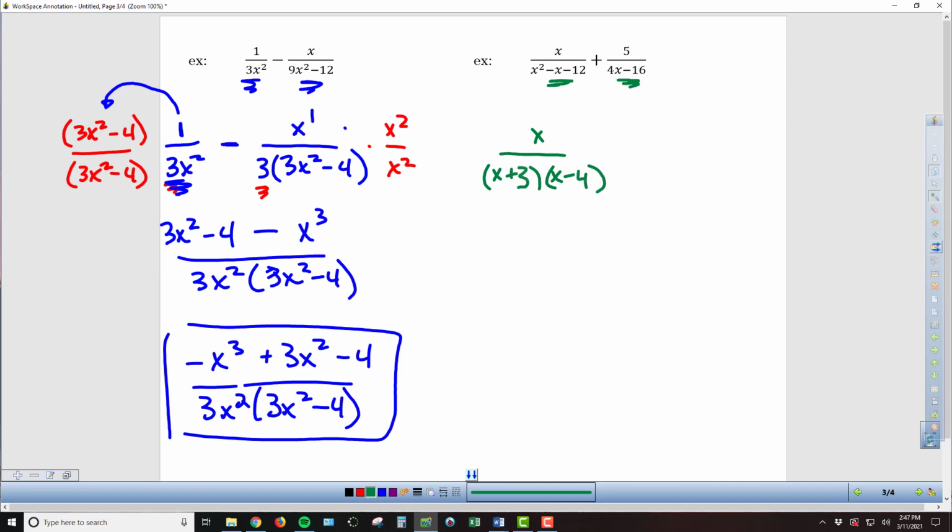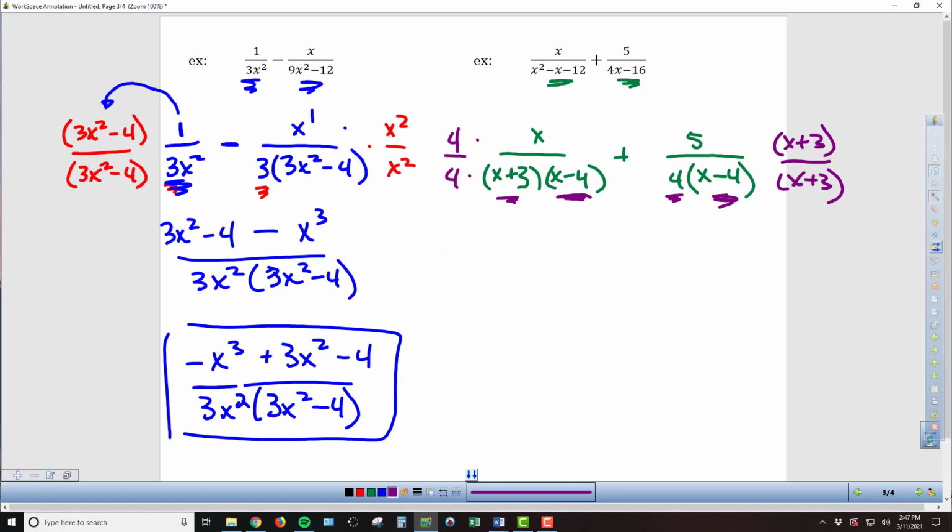And then for my second fraction, I can see I've got a 5 in the top, and then I'm going to undistribute a 4. So I've got 4 times x minus 4. And so now I'm ready to look for the overlap between these two denominators. I can see they both have an x minus 4, but then the first one has an x plus 3 in it, which the second one doesn't. So I'm going to need to multiply the top and bottom by x plus 3. And then the first fraction is missing the 4 that the second fraction has. So I'm going to have to multiply the top and bottom by 4.